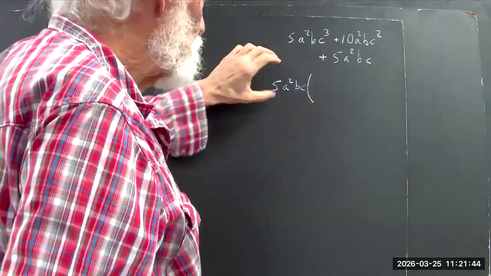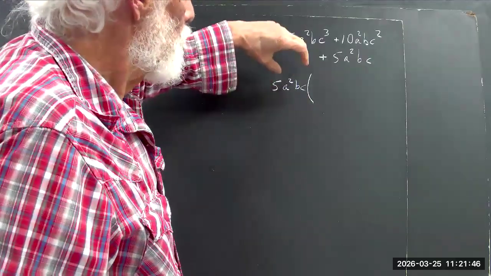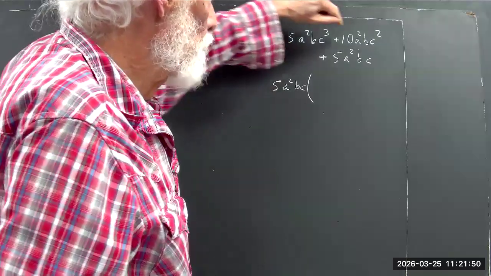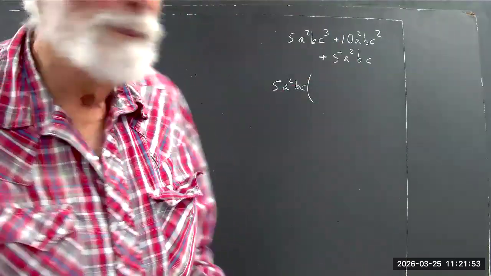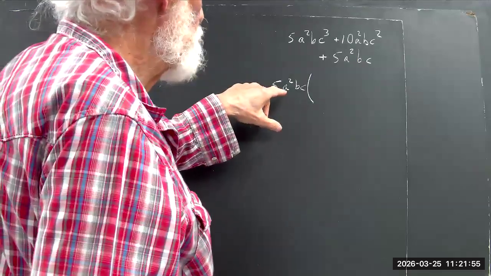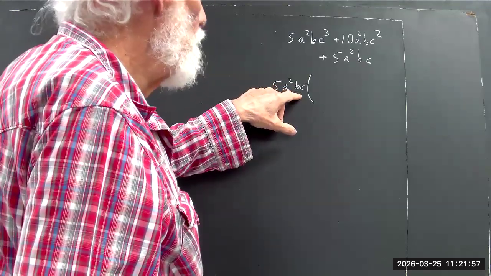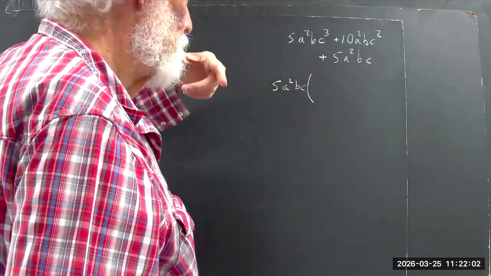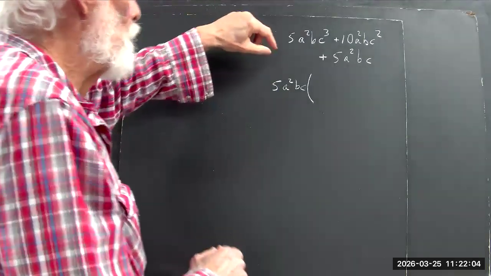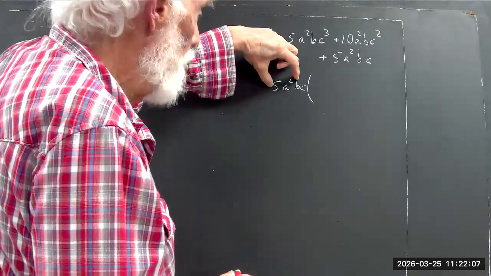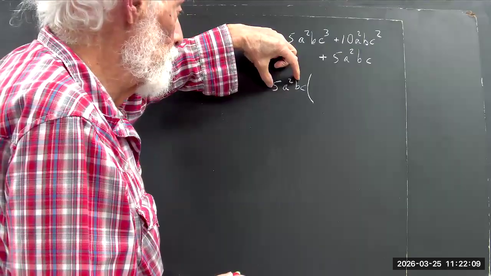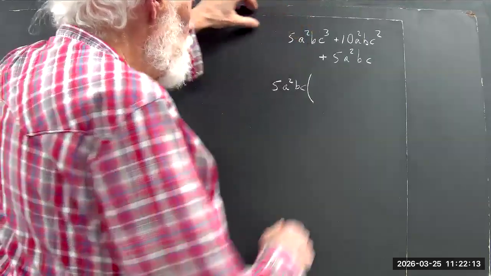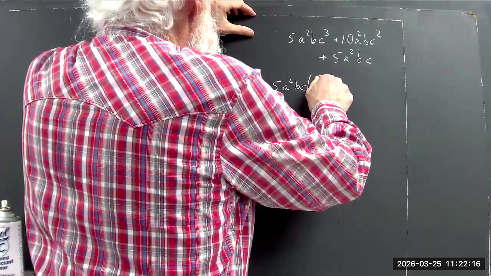And by factoring this out, that means we want to find what we multiply this common factor by in order to get the original expression. So what would we have to multiply 5a squared bc by to get 5a squared bc cubed? Well, we've already got 5a squared b here that matches. And we got a c, but we need a c cubed, so we'd better multiply that by c squared.